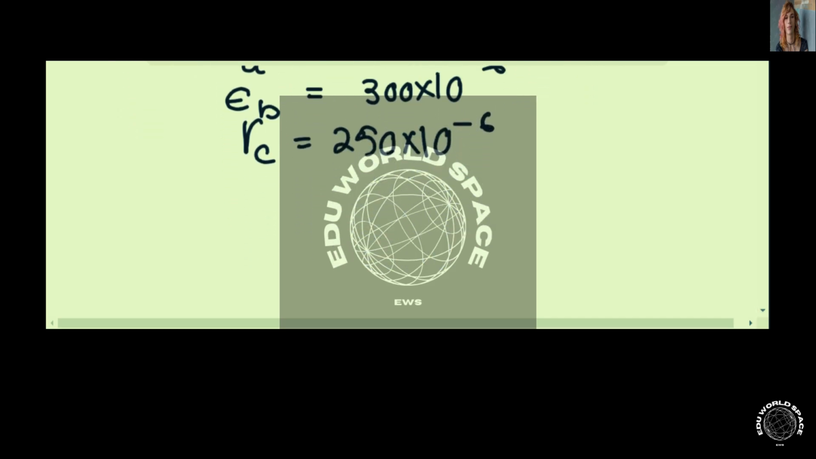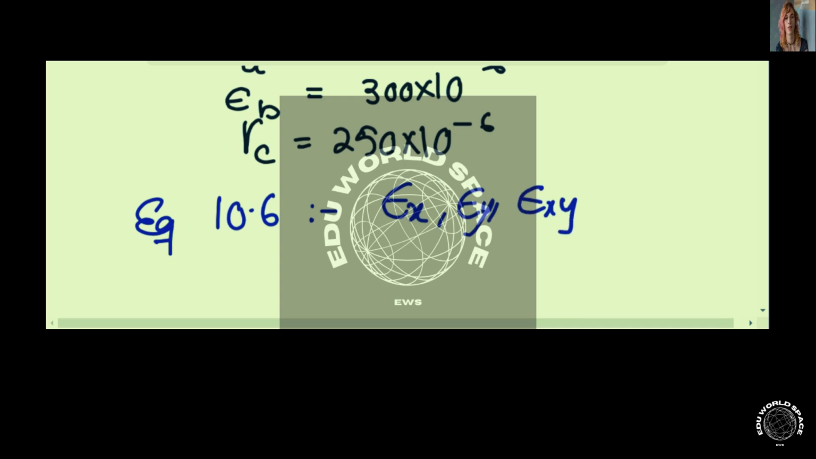So what we are going to do over here is that we are going to follow the example 10.8, which is similar to this problem, right? And we are going to use the equation 10.6 to find out the strain components, that are epsilon sub x, epsilon sub y, and epsilon sub xy, right?